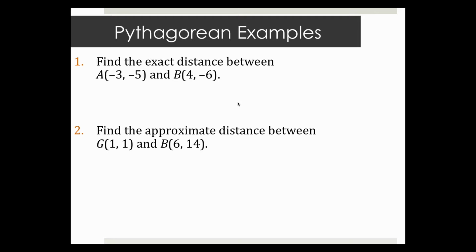Okay, you do this one now, but notice it asks for the approximate distance. So when you're done, take that radical, plug it into your calculator, and round it to 2. Not 1, not 3, but 2 decimal places.